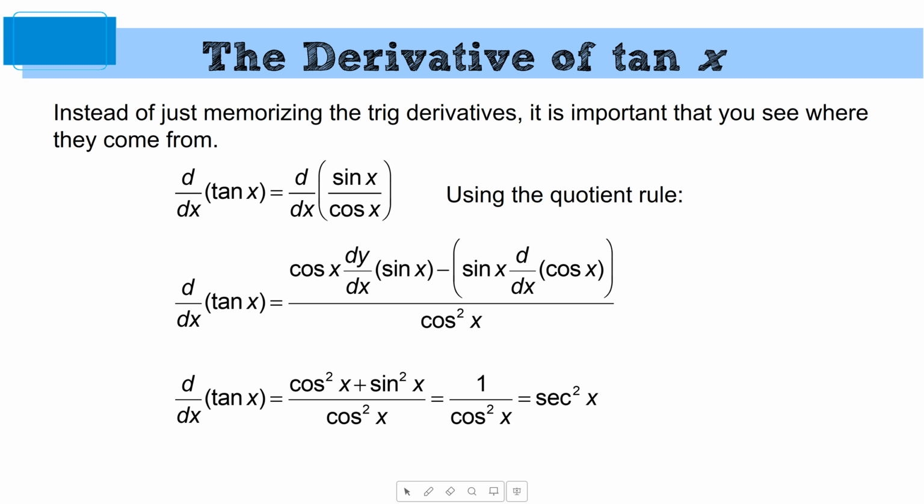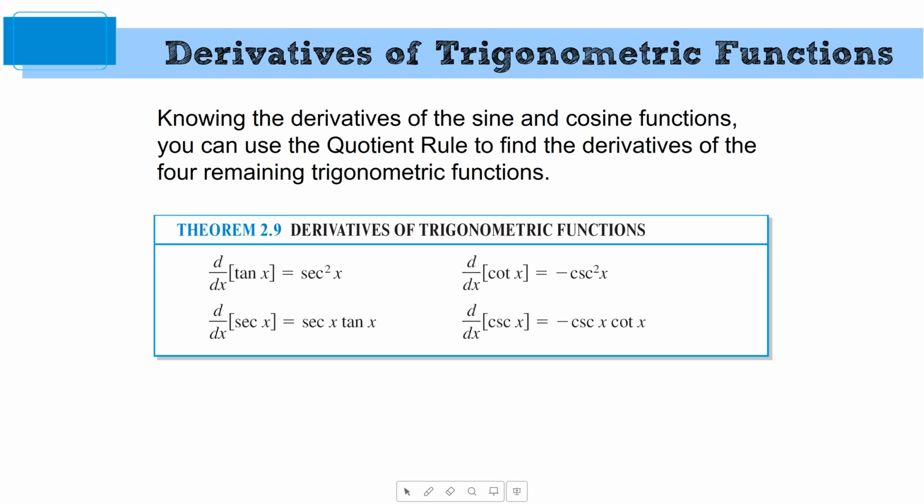How about the secant? Not what's the derivative, just what's the secant equal to? 1 over cosine, and then do quotient rule again. Cosecant is 1 over sine, right? Use the quotient rule. Cotangent is cosine over sine. And when you do all that fun stuff, you end up with that.